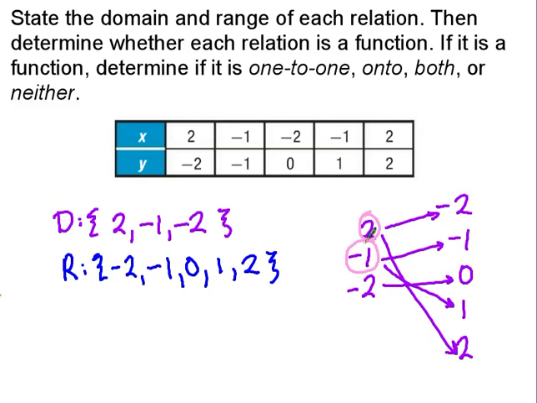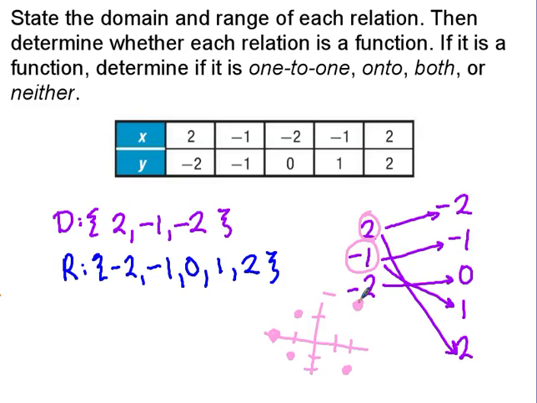Let's say, for example, I just wanted to plot those points real quick. Okay, so 2, -2 would put me down here. Okay, -1, -1 would put me right here. -2, 0 would put me right here. -1, 1 would put me right here. And 2, 2 would put me up here.